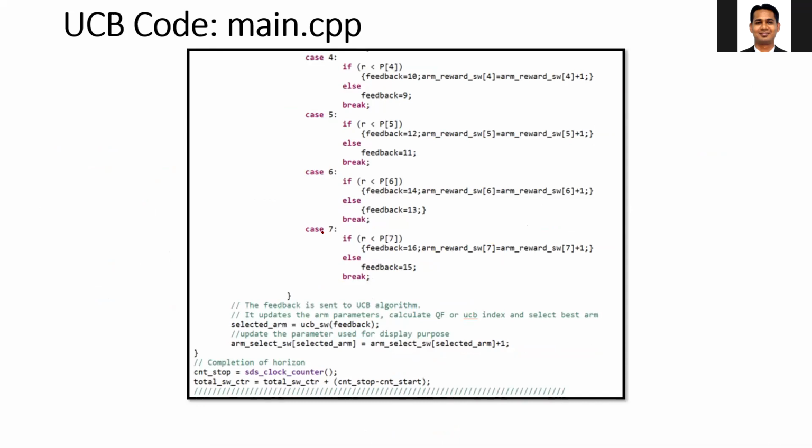Once you find out the feedback, that is, what is the reward of the selected arm, you send it to your UCB algorithm. So your UCB algorithm gets which arm was selected in the previous time slot and what feedback or reward you got. Then, using those rewards, the UCB algorithm will update the parameters x and t, calculate the quality factor, compare the quality factors, select the arm which has the highest quality factor, and then return the selected arm.